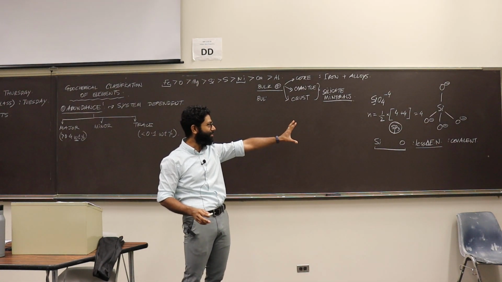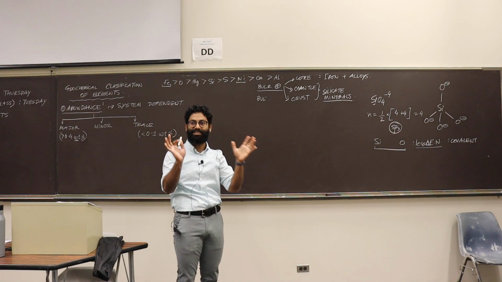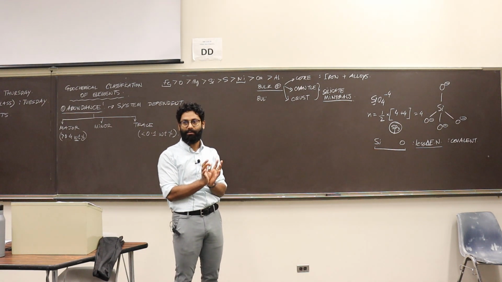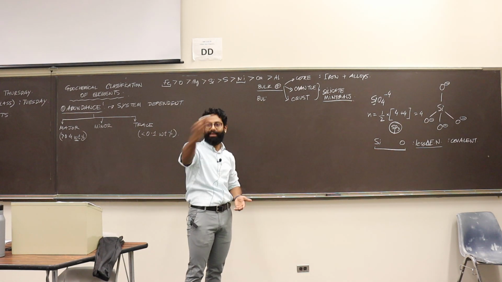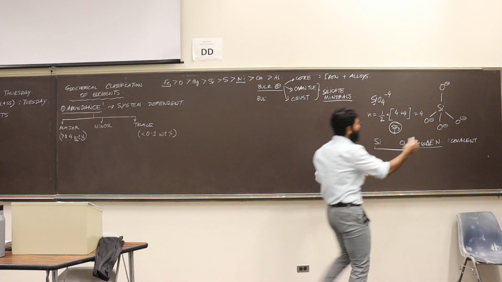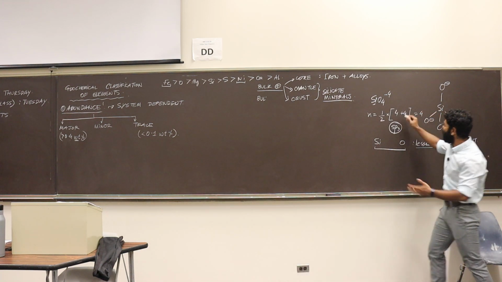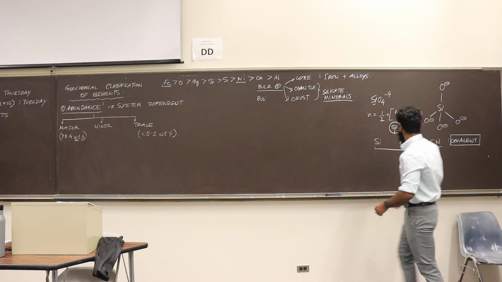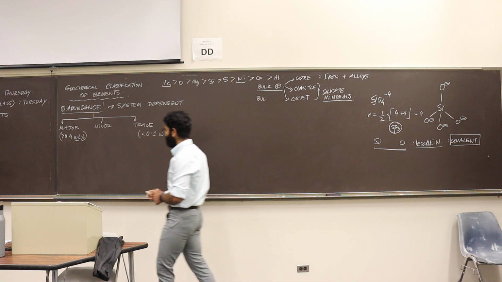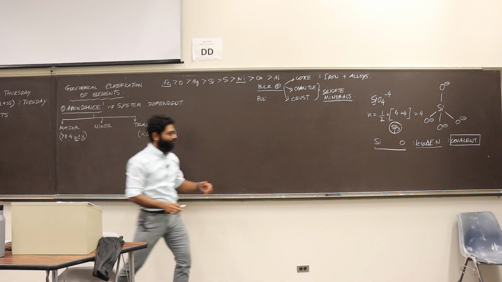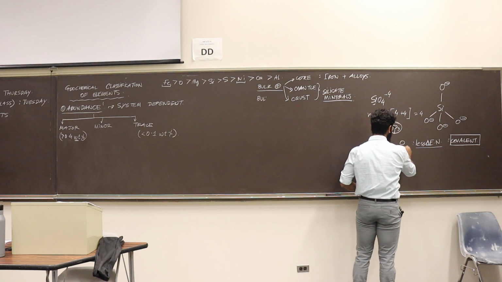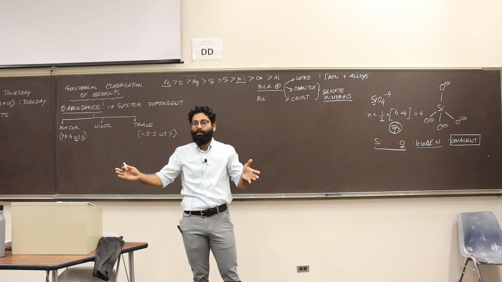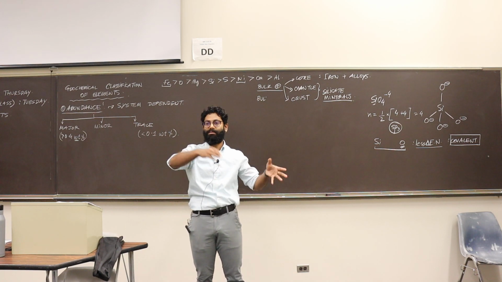So SiO4 4- is the silicate structure. This is the silicate ion. You can have different kinds of silicates, and this is a covalent bond. But there are certain elements where the electronegativity difference between oxygen and those elements is more, so they form ionic bonds with oxygen.